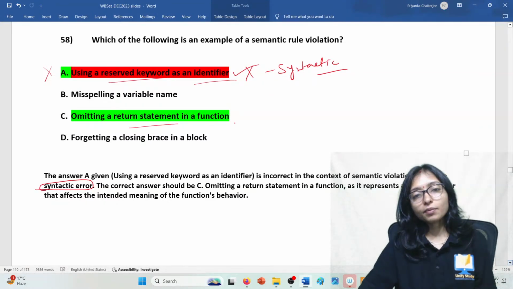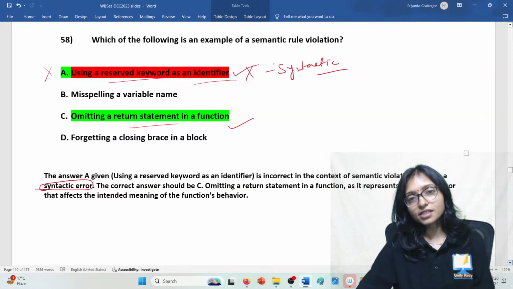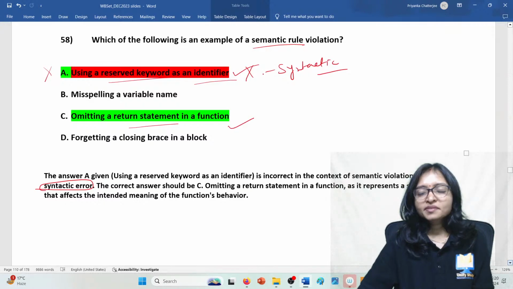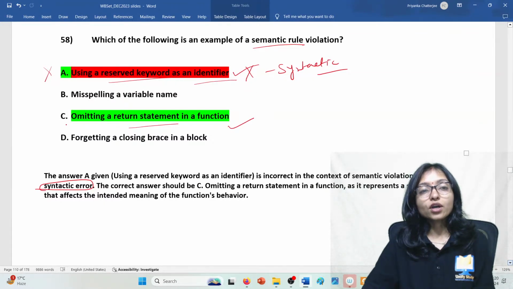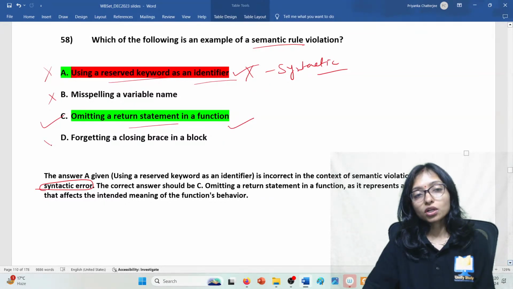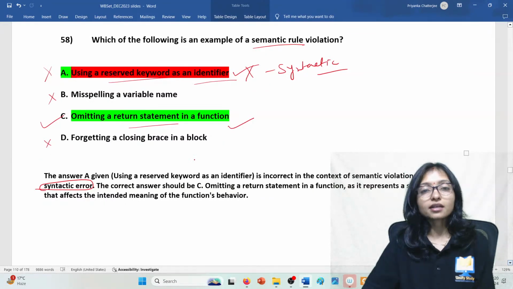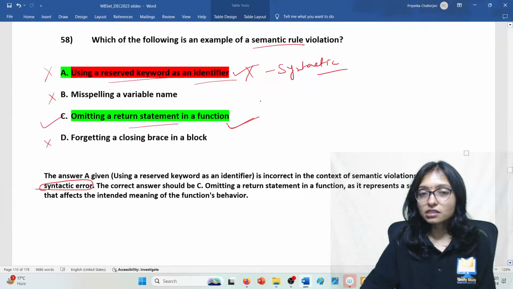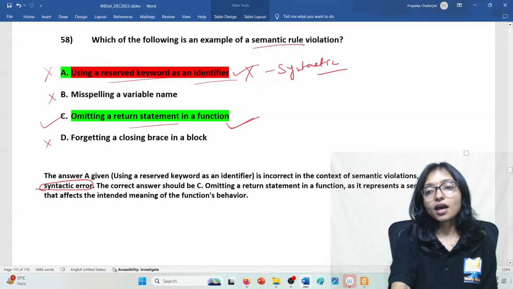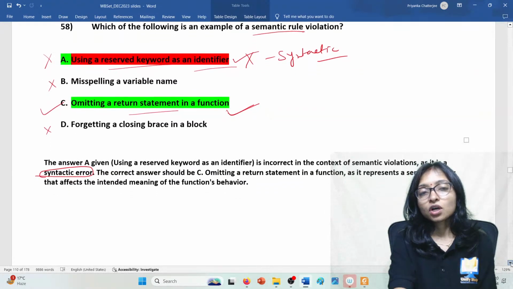Omitting a return statement from a function, we can say that is a semantic rule violation. That's why option C should be the correct answer. Misspelling a variable name, not that. Forgetting the closing brace is also not, because these are syntax. Semantic means meaning, which works on meaning. So option C is the most appropriate answer here. Option A, I think it is wrong. Official answer key.